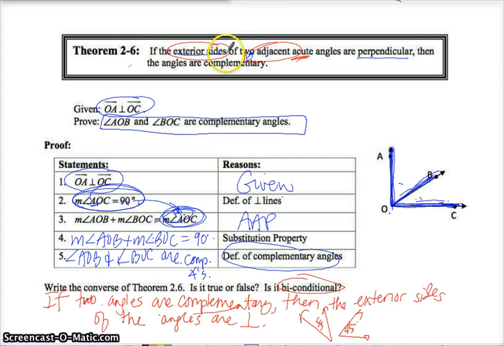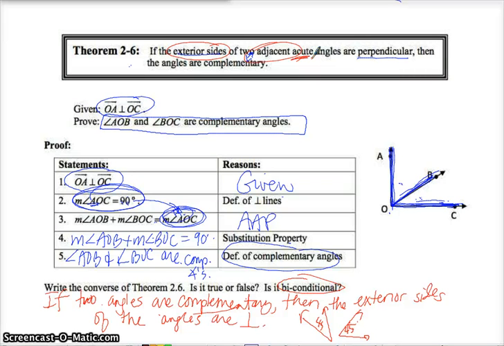So you would do the converse, switch the conclusion with the hypothesis. Sorry, this is really messy down here. Try it on your own. If two angles are complementary, then the exterior sides of them are perpendicular. The two angles don't have to be adjacent necessarily, and therefore their exterior sides are not necessarily a right angle. Sorry, if you're confused about that, let me know.